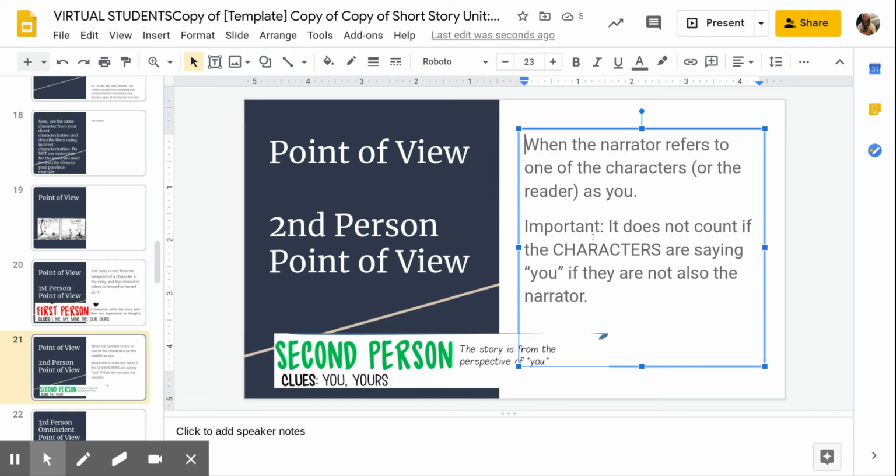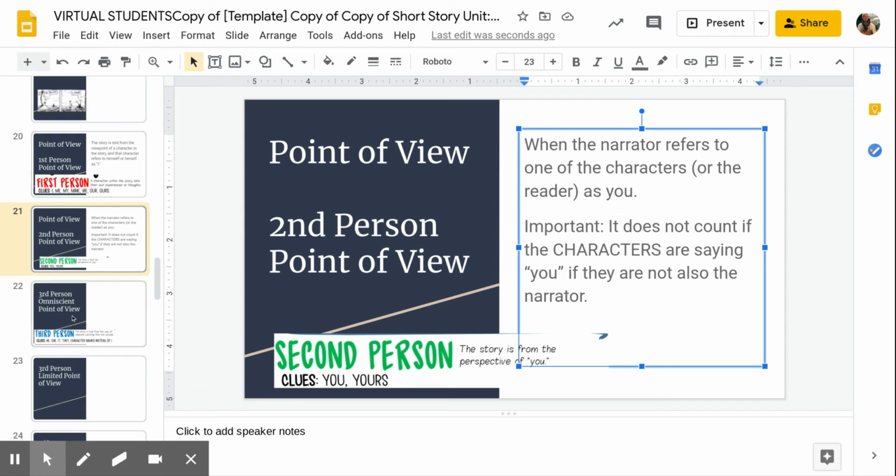Important. It does not count if the characters are saying you if they are not also the narrator. So if a character is talking to another character and saying you, then it doesn't matter. If they're talking strictly to the narrator, then that's whenever it matters. And that's the importance of going through and reading the text and not just scanning for pronouns. Because if you're just scanning for you, you're going to see that and be like, oh, well, second person. But in all reality, it's just a character saying that to another character. So that's one of the other reasons why it's important to read the text.